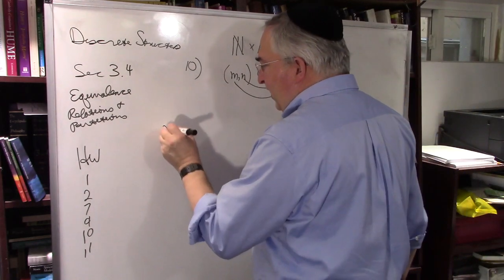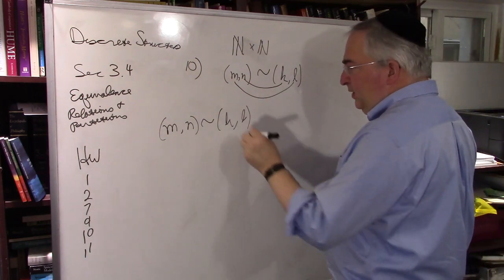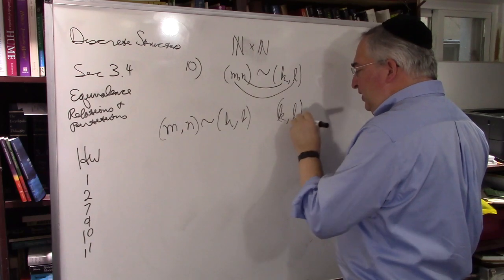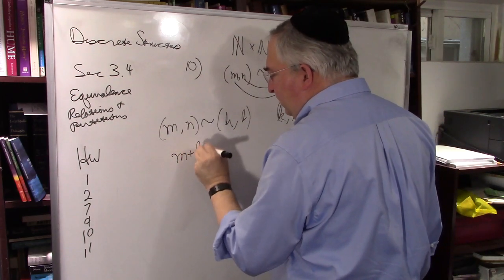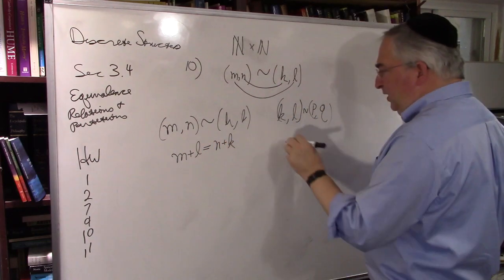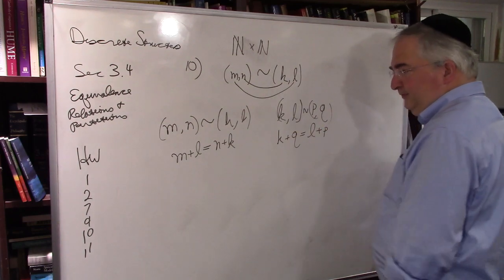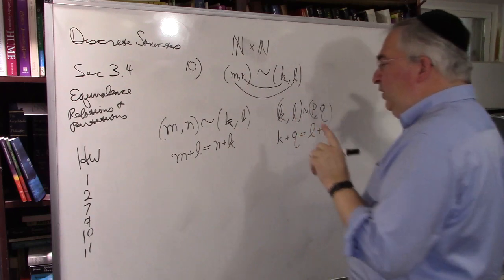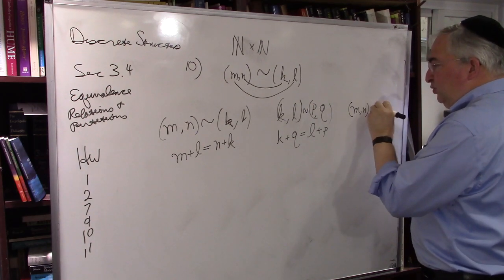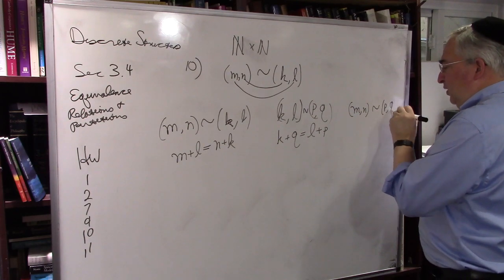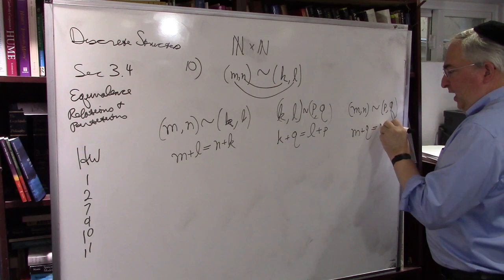Okay. Let's say m comma n is related to k comma l. Also, k comma l is related to p comma q. Let's see what this would mean. This would mean m plus l is equal to n plus k. This would mean k plus q is equal to l plus p. Great. But what do we want? Let's say this is related to this, and this is related to this. Question, does that mean that m comma n is related to p comma q? You want m plus q, the outer, to be equal to the inner, n plus p.